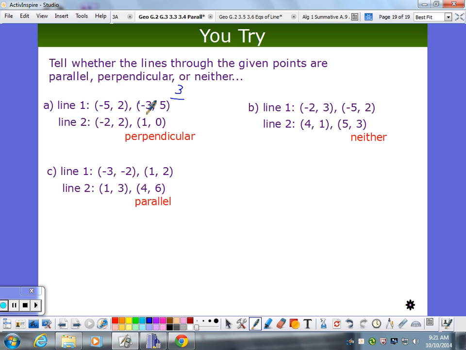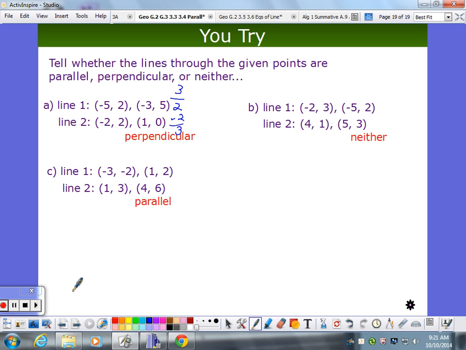5 minus 2 is 3. -3 minus -5, that's 2, right? 0 minus 2 is -2. 1 minus -2 is 3. Negative reciprocals, or multiply them together, you're going to get -1, that's perpendicular. Okay, so questions. Because that's it, right? That's it on the first part of this.